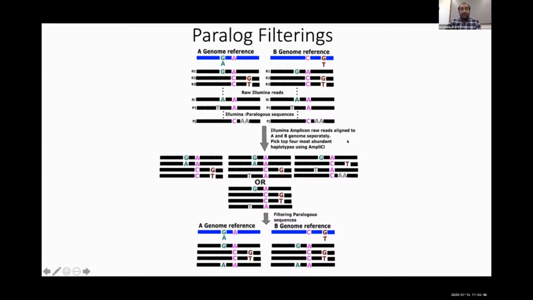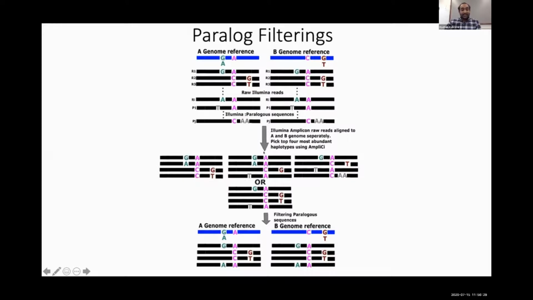So the first step is to pick the top foremost abundant groups. We do that using a tool called AmpliCI. We do top foremost because at most we can have two unique sequences for A genome and two unique sequences for B genome. And considering that the paralogous sequences are the result of errors and the read depth will be low, if we capture the top foremost, we should get only the legitimate reads that are not paralogous.